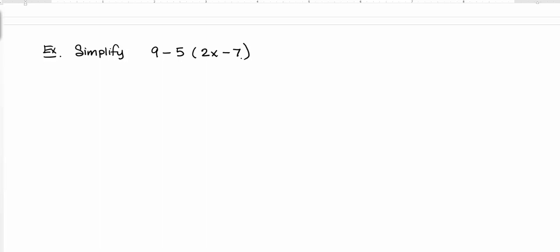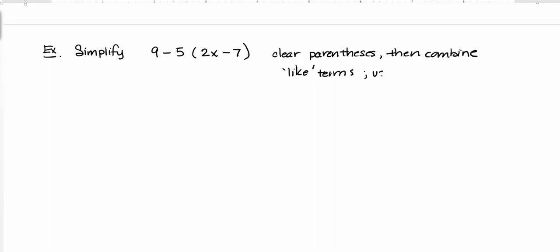Okay, so here we have a set of parentheses, and what we need to do is clear the parentheses first before we can start combining like terms. So we want to clear the parentheses, then combine like terms. And to do this, we use the distributive property to clear the parentheses.